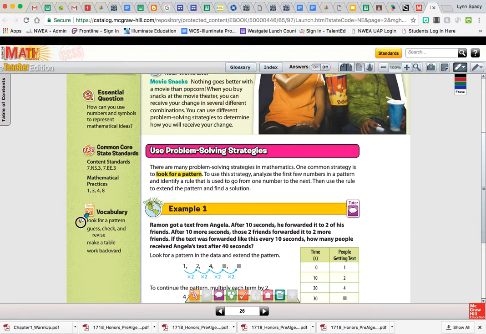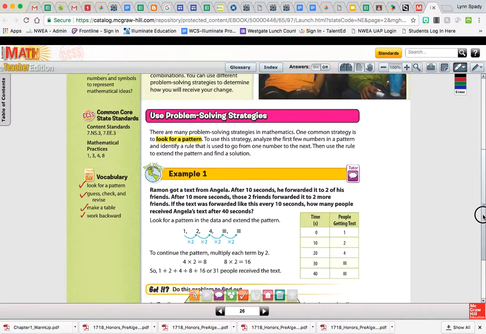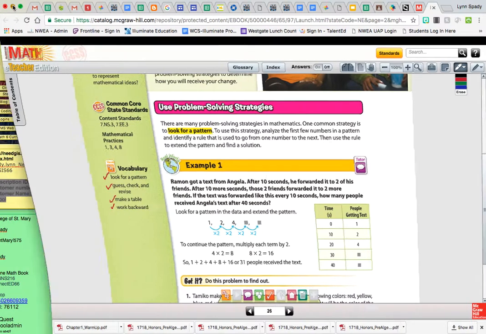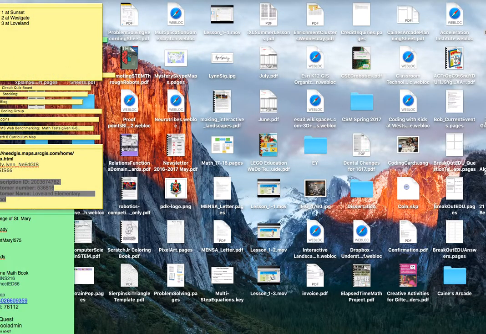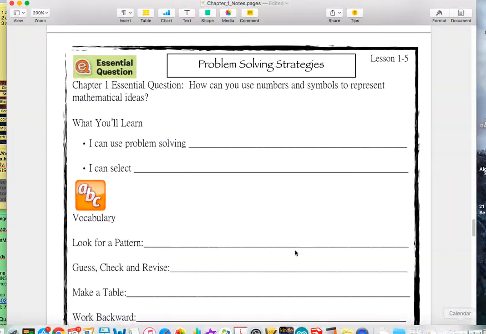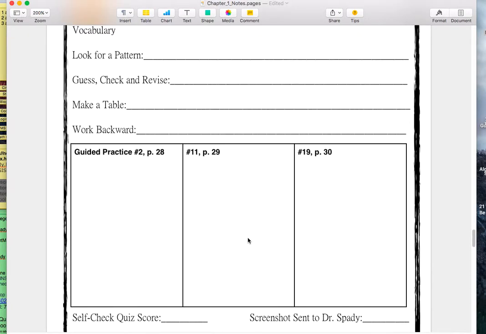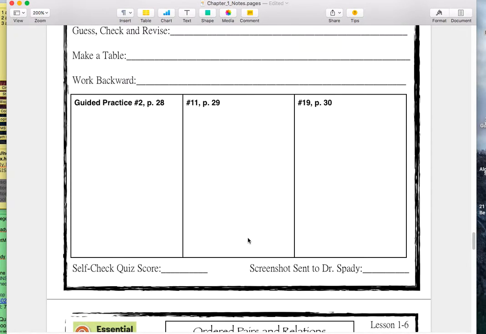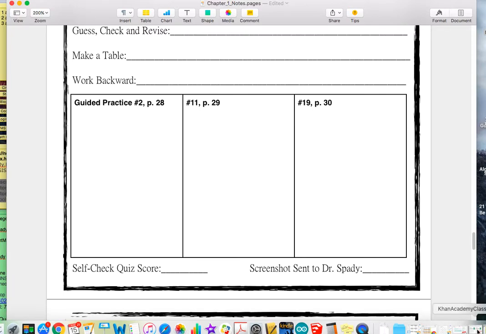There's lots of problem-solving strategies, but in this lesson we'll focus on looking for a pattern, guess, check, and revise, make a table, and work backwards. You'll notice that your vocabulary words are highlighted, and you can copy down those definitions onto your note sheet. We are going to take a look at a couple of problems on Lesson 1.5 before you start on your homework, which is the problem-solving worksheet.